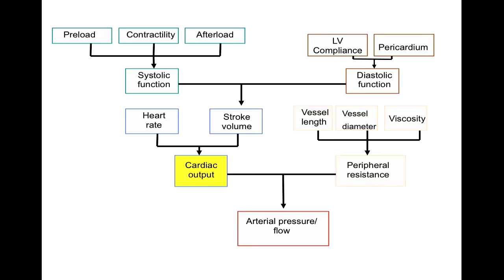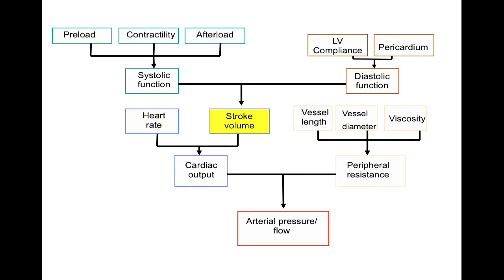Now let's look at cardiac output. And cardiac output is made of two factors. Number one is heart rate. Most of you know this. This is beats per minute. And it makes sense. If my heart is to beat faster, then more blood will come out of the heart every minute.